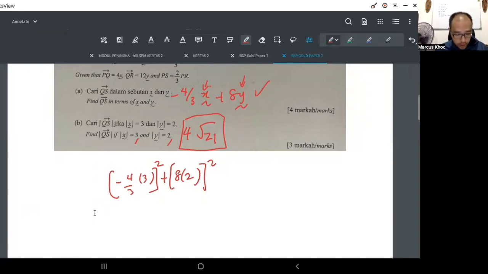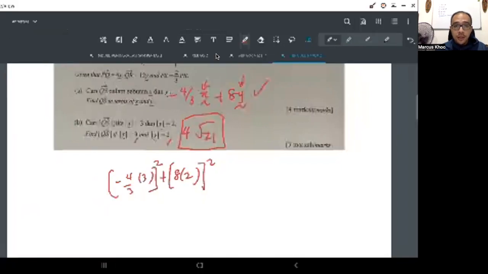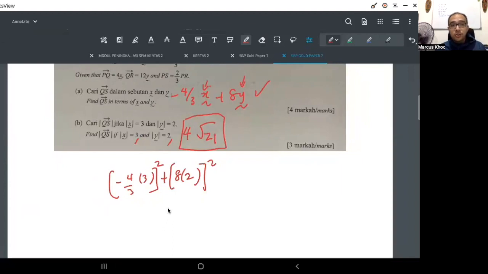So don't forget to square the whole thing and then square root everything. Whenever you find magnitude, finding a magnitude is like using the Pythagoras theorem. Even if you have already substituted the x inside, you still have to square the whole thing and then find this to find the magnitude. So you should be able to get the answer of 4 square root 21. 4 square root 21.